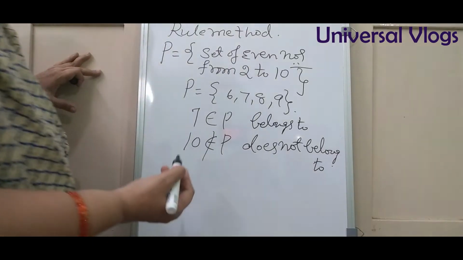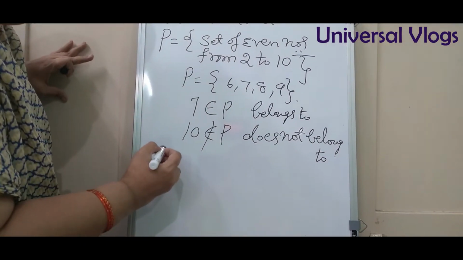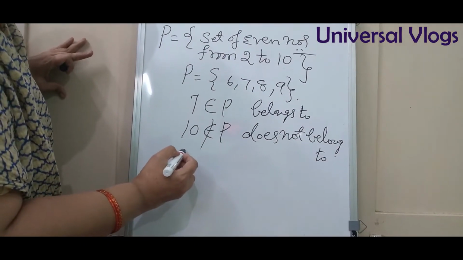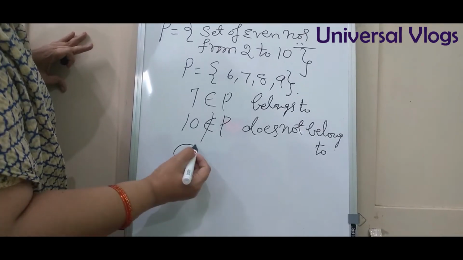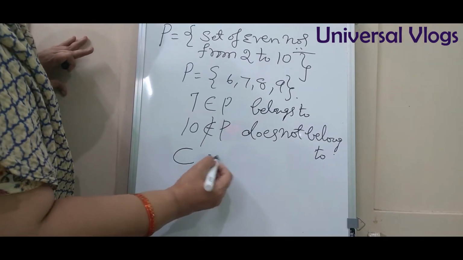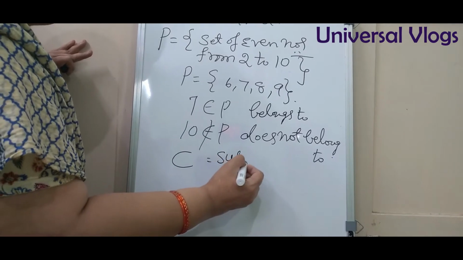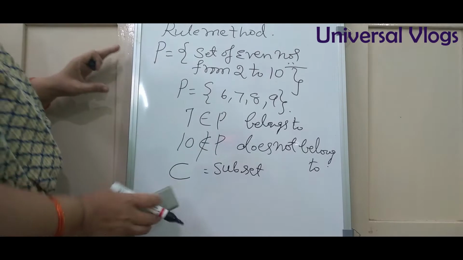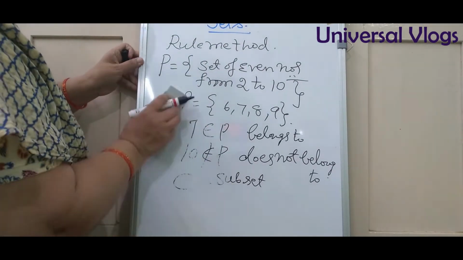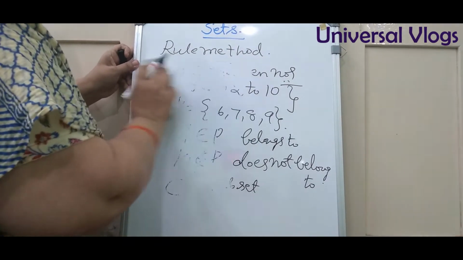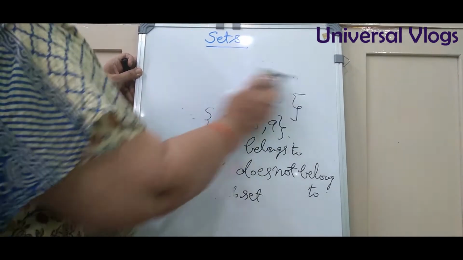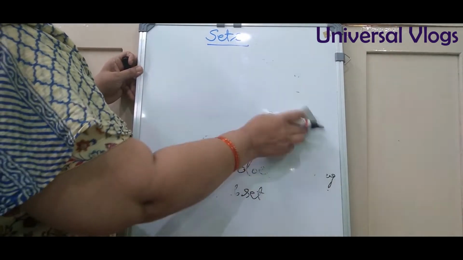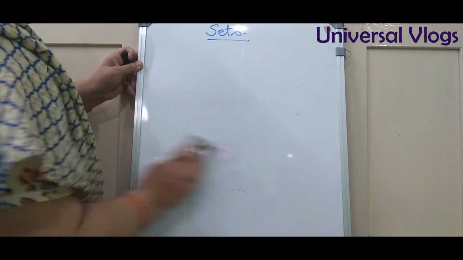We also write many other symbols, say the subset symbol, which we write like this, ⊂. The symbol ⊂ is written to represent the subset. I will tell you about the subset now. We can consider any set, any main set. Let us consider one main set.